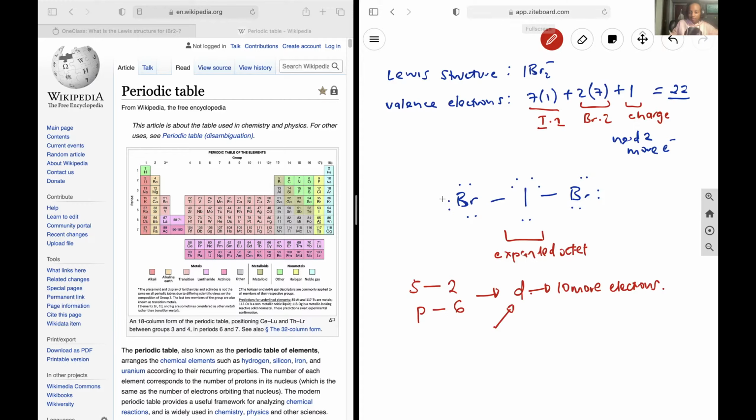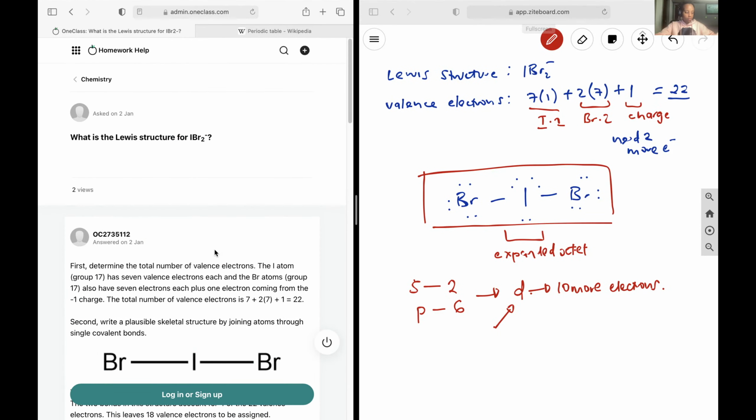So this is going to be our final answer. Oh, and don't forget we have a minus. Let's figure out which one that is on. So 2, 4, 6, 7. So 7 minus 7, 0. 2, 4, 6, 7. 7 minus 7, 0. 2, 4, 6, 7, 8. So here it will be 7 minus 8, which would give us minus 1. So the one negative charge is going to be on the I. And that's it.